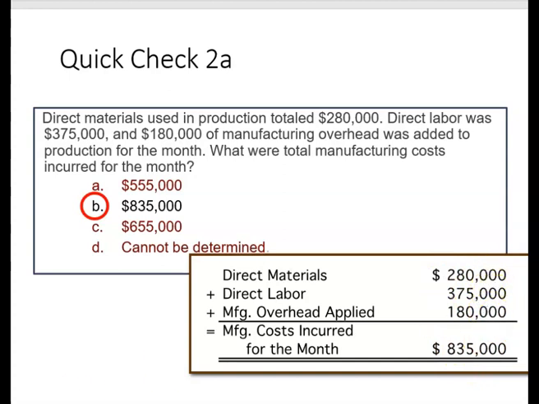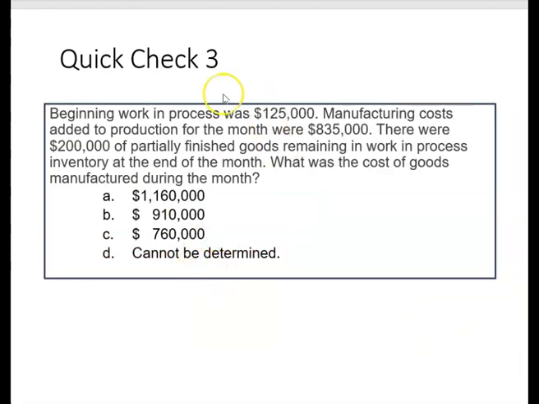All right, let's go to quick check number 3. Beginning work in process was 125. Manufacturing costs added to the production were 835. There were 200,000 of partially finished goods remaining in work in process. What was the cost of goods manufactured during the month?